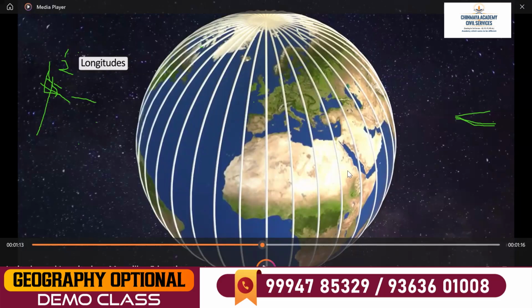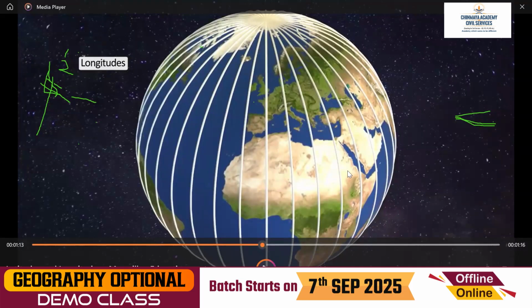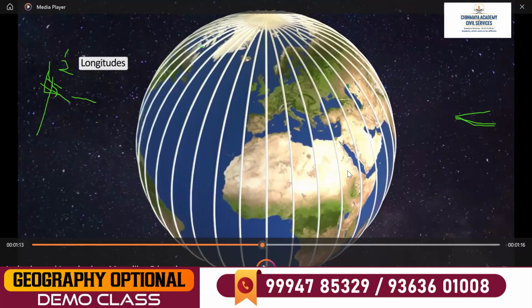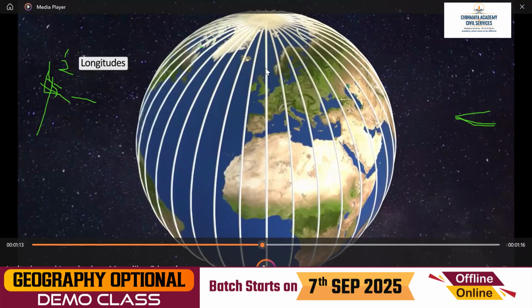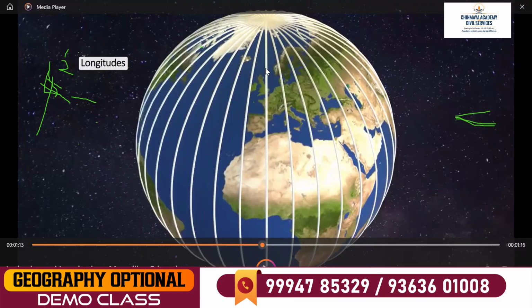Yes, 15-degree longitude is 1 hour. 4 degrees is 1 minute. Like that we will do it. Right? When we come to the international dateline and the standard meridian, we are going to do this. In the 2025 prelims also, they asked this question. We are going to do it.